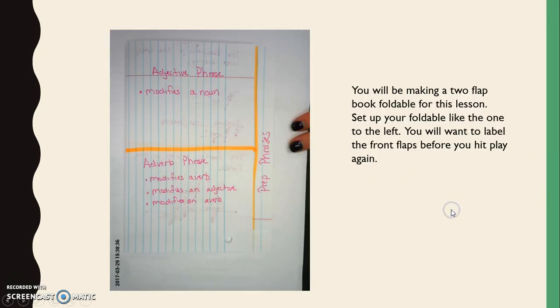All right, you're going to be making a two-flap foldable. Fold it like a book. Write prepositional phrases across the top flap, write adjective phrase, modifies a noun. Across the bottom flap, write adverb phrase. They modify a verb, an adjective, or an adverb. They also modify another prepositional phrase if you want to put that down. When you've got this made, you'll be ready to click off pause and start taking your notes.